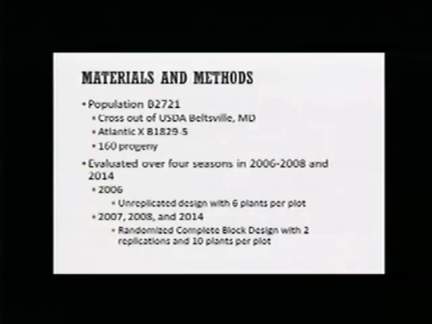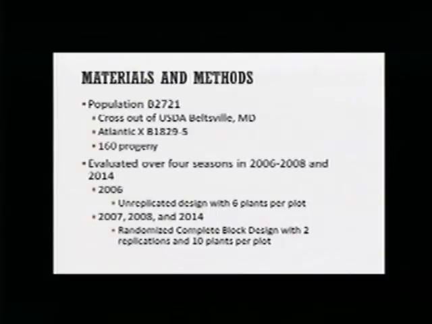B1829-5 was a nice clone that was developed out of Beltsville, Maryland. This is IHN, internal heat necrosis susceptible, which is one of the components we wanted to look at. And then this is pretty resistant to IHN. So in that cross, we had 160 progeny. It was evaluated over 4 seasons from 2006 to 2008, and I gave it another go in 2014.